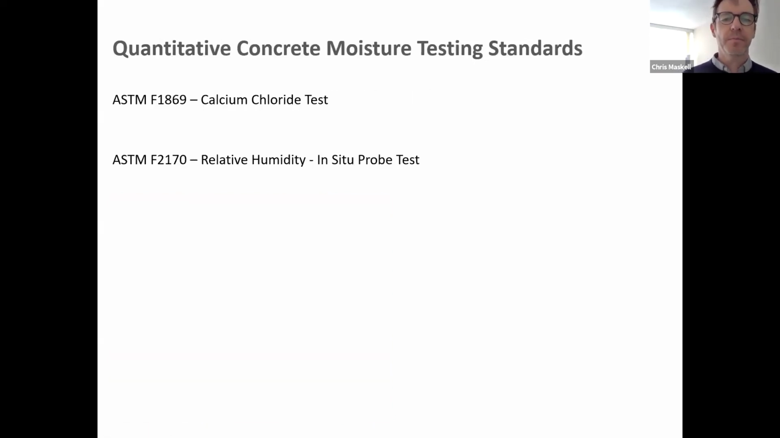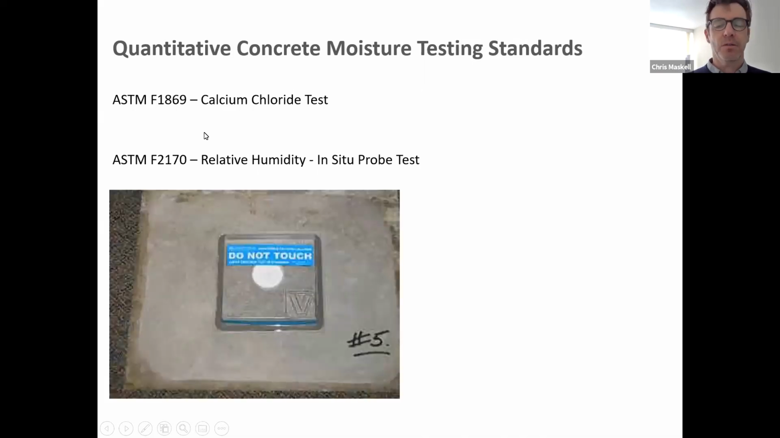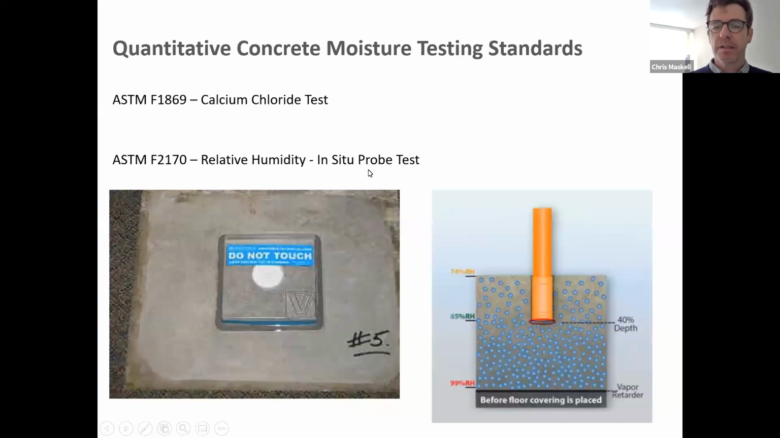In order to do that, we have to move to the second stage, which is quantitative moisture testing, where you're now getting into ASTM standards of how to execute tests such as a calcium chloride test, and there is a picture of a calcium chloride test, a 1 square foot dome kit, and then the relative humidity in situ probe test. There's a cross section of that test where you actually send a probe deep down 40% into the depth of the concrete, and you're actually finding where the moisture is hanging out, which is usually in the lower half of the slab.